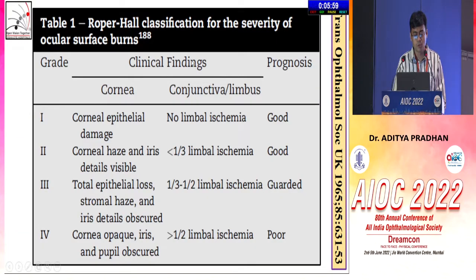In the Roper-Hall classification, which is the modified Ballen classification, there are 4 grades, and you have the damage to the cornea and the conjunctival or limbus involvement. As the grades increase, the prognosis worsens. In grade 1, it is just mild epithelial damage and the limbus and conjunctiva are intact. As you move to grades 3 and 4, basically the entire cornea is damaged and more than 6 clock hours of the limbus or conjunctiva also have ischemia.